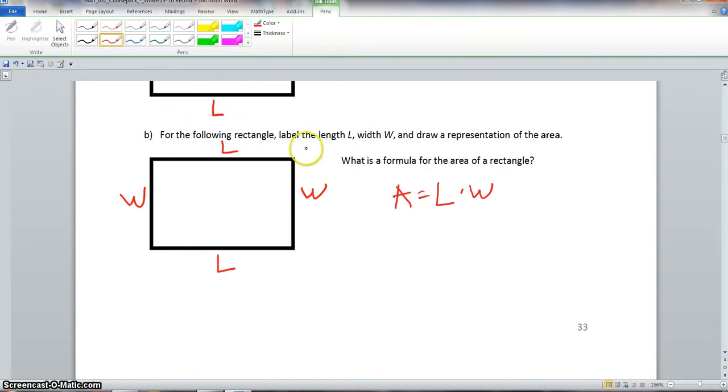It says for the following rectangle, label the length L, width W, and draw a representation of the area. Now they ask us what is the formula for the area of the rectangle. The opposite sides are equal, and the other opposite sides are equal. Our area is equal to the length times the width.